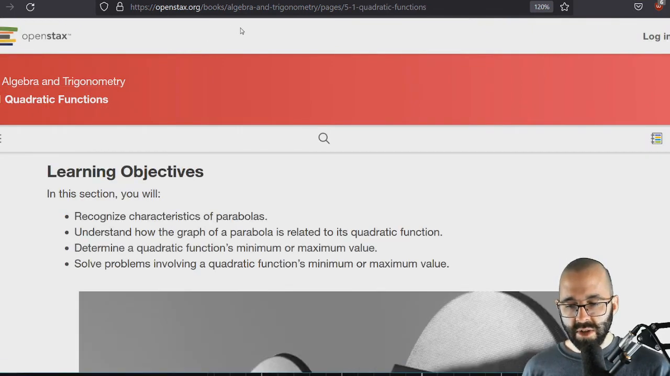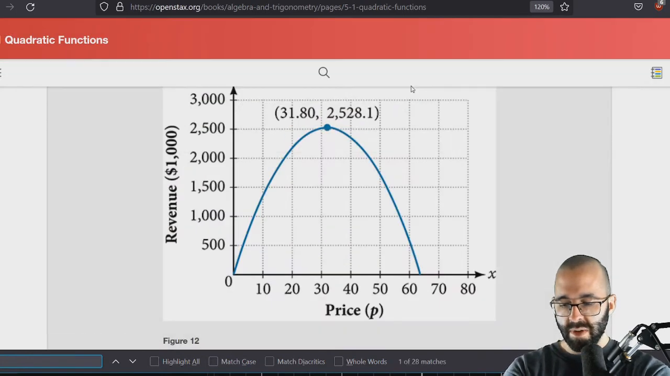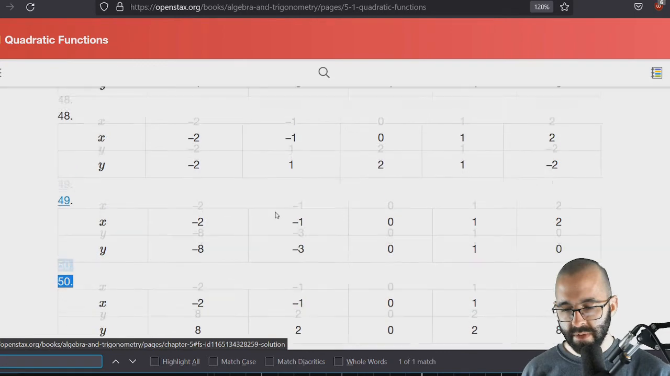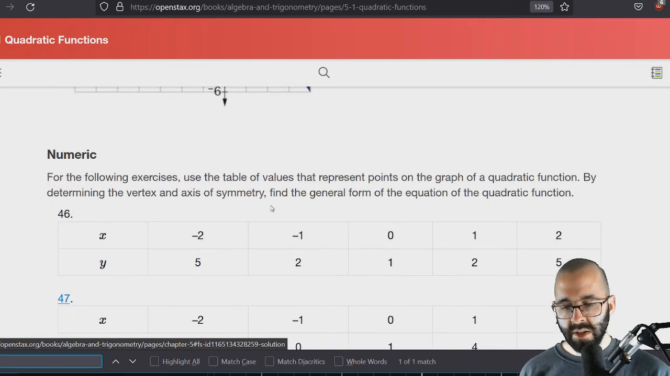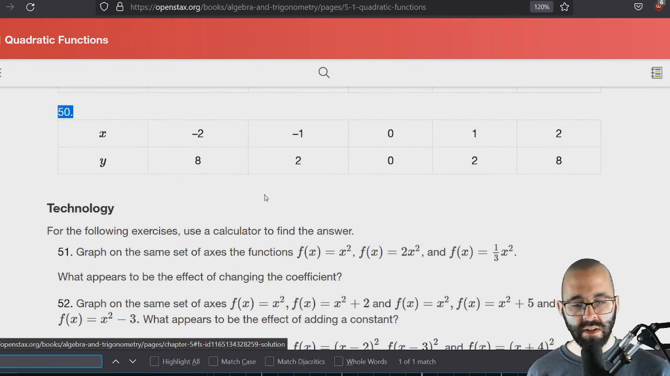Fun fact, if you're trying to get to a problem quickly, just Control F for find, type the problem number with a period, and it should pop right to it. And this says, use the table of values to determine the vertex and find the general form. So it's asking us to do the same thing as the last problem. It just wants us to do these other things.